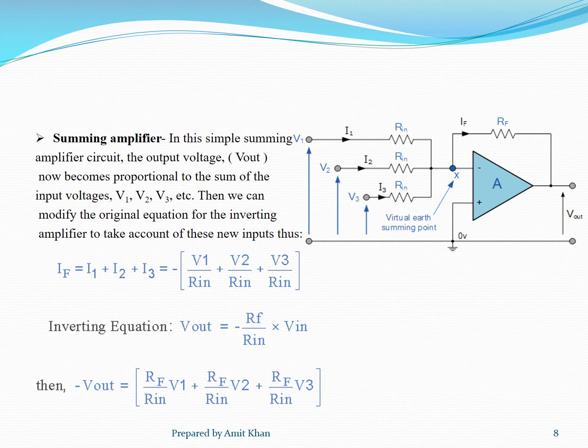So IF equals I1 plus I2 plus I3, that is equal to minus V by R. I equals V by R, that is minus V1 by R in plus V2 by R in plus V3 by R in, and so on. So the inverting equation is V out equals minus Rf by R in into V in. Then minus V out equals Rf by R in into V1 plus Rf by R in into V2 plus Rf by R in into V3.